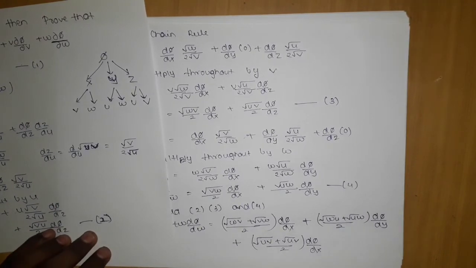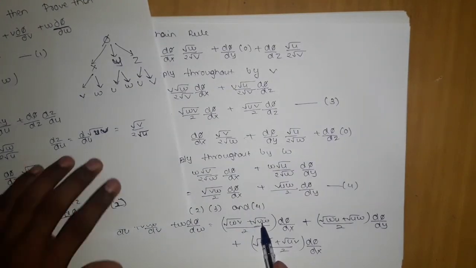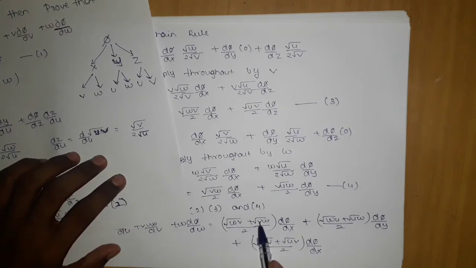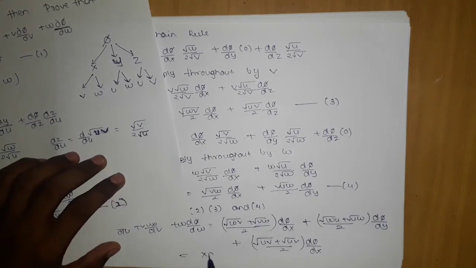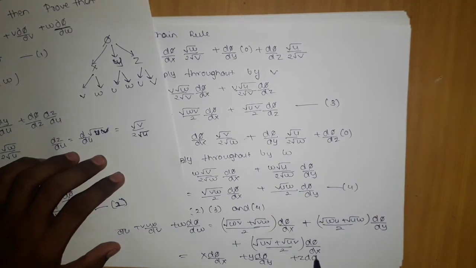If I simplify, and now you can see one more thing, vw is nothing but x and this is also x, so I can write it as twice under root x by 2. Sorry, it is x and this is x, so it is x by 2. So twice x by 2 means this will be what? X, and this will be what? Y, this will be what? Z. So in the next step we can add x dou phi by dou x, you can understand that step, y dou phi by dou y, and z dou phi by dou z.